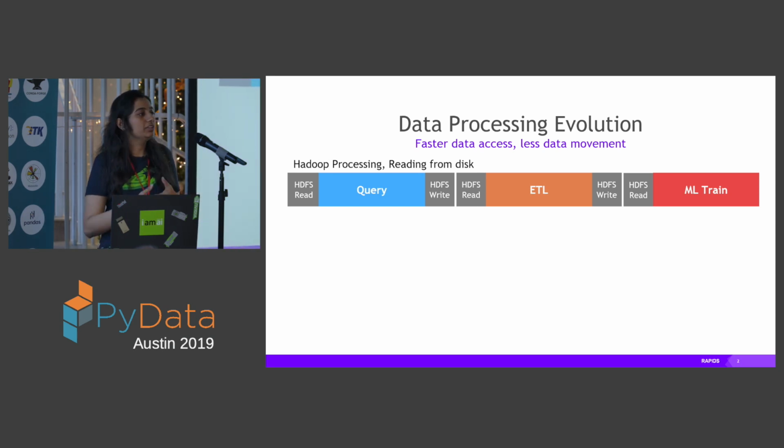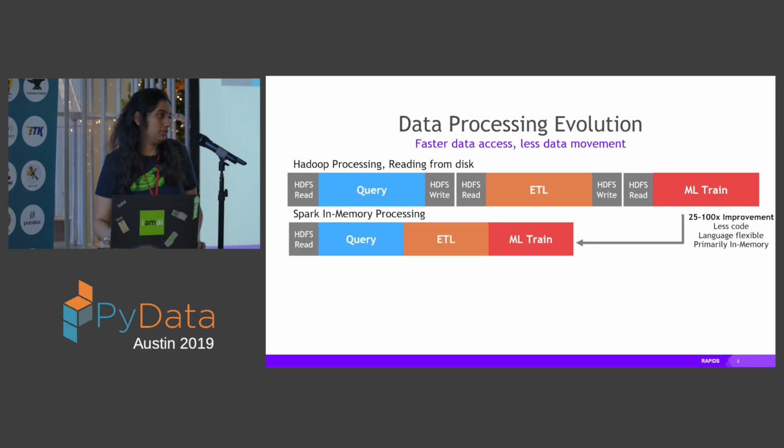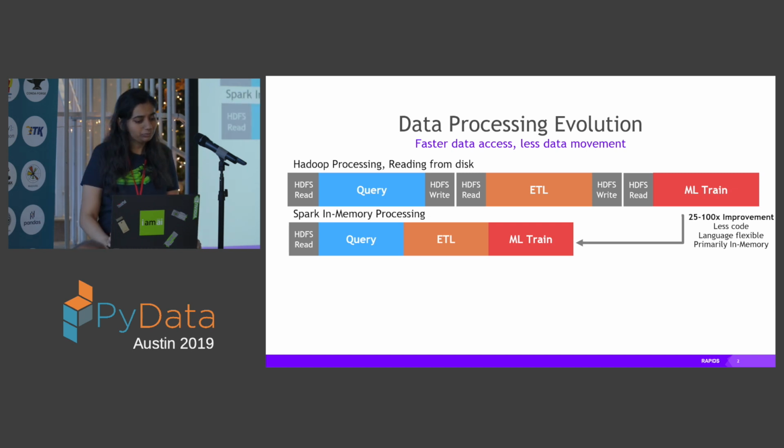And so initially, if you backtrack like 10 years, there was Hadoop where you used to read everything from disk, and then you performed your query, you wrote it back to disk, then again you read it back. And there was a lot of reading and writing back from disk, and that would use a lot of computational power and time. And then Spark was introduced, and Spark made it much, much quicker. It was less code, and you would just read it from disk, and everything was in memory.